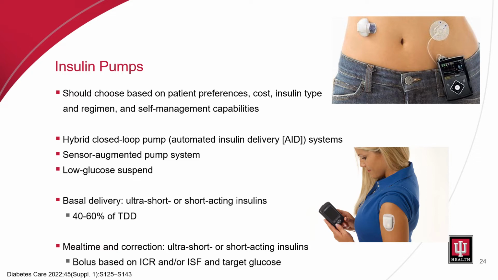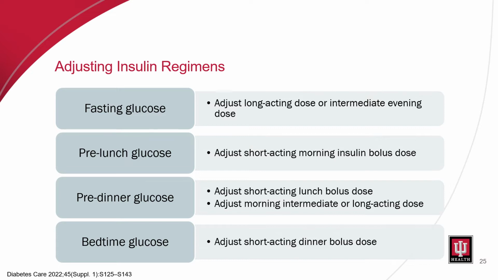The mealtime and correction will also use ultra-short or short-acting insulins, and often it's the same type of insulin that's contained within the pump. And patients will bolus based on an insulin to carbohydrate ratio and or the ISF and target glucose values. Now, we started our patient on insulin therapy, but we also need to know how to adjust insulin regimens once they are started.